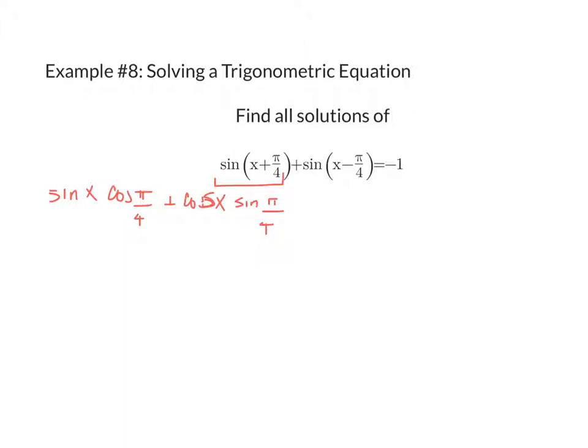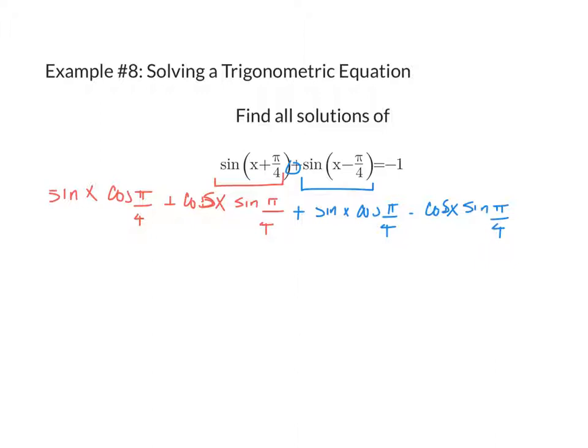The second half is another problem, but this time it's a difference. So you will do sine u cosine v minus cosine u sine v. That'll give us plus sine x cosine of pi over 4 minus cosine of x and then sine of pi over 4. And it's going to be equal to -1. So let's start working these piece by piece.